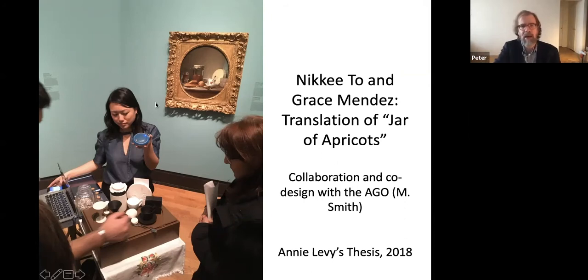So in the background in this picture, you see a very famous painting called Jar of Apricots, or at least famous in that context, okay? It's got a picture of some objects: a wine glass, a jar of apricots, some sliced bread, some other objects on the table. And in the foreground, you have Nikki Toe. She was one of the students. The other collaborator was Grace Mendez.